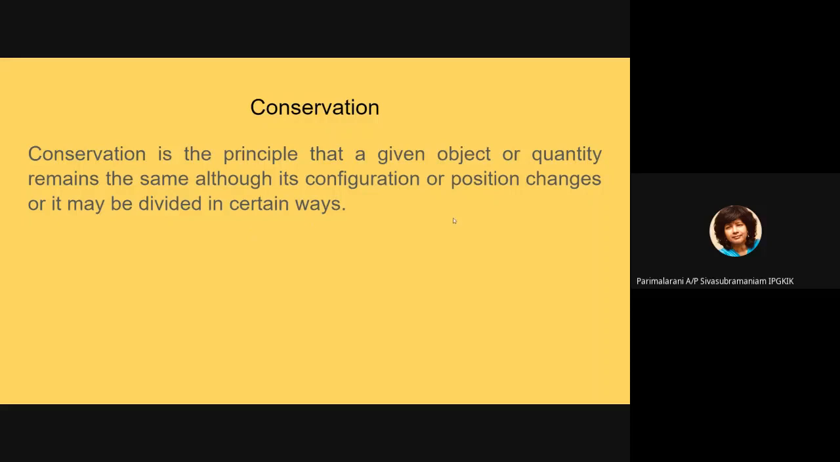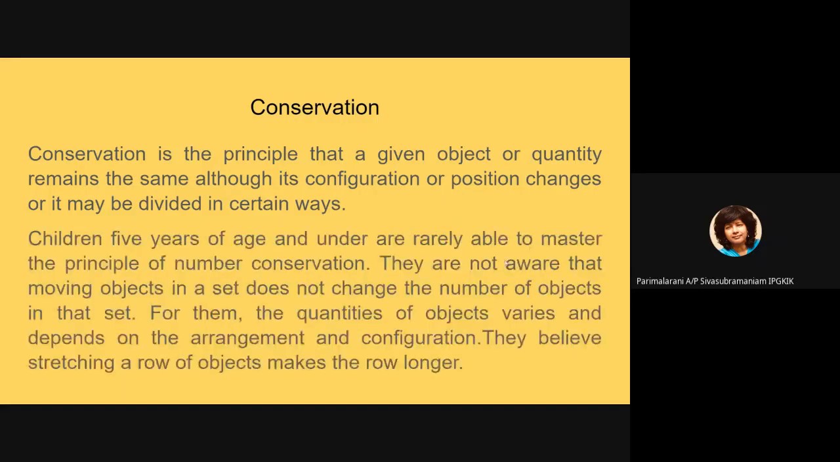Children 5 years of age and under cannot conserve numbers. Some children who come to school also cannot conserve numbers. They are not aware that moving objects in a set does not change the number of objects in the set. For them, the quantity of objects varies and depends on the arrangement and configuration. They believe stretching a row of objects makes the row longer, and therefore the number of objects is more.